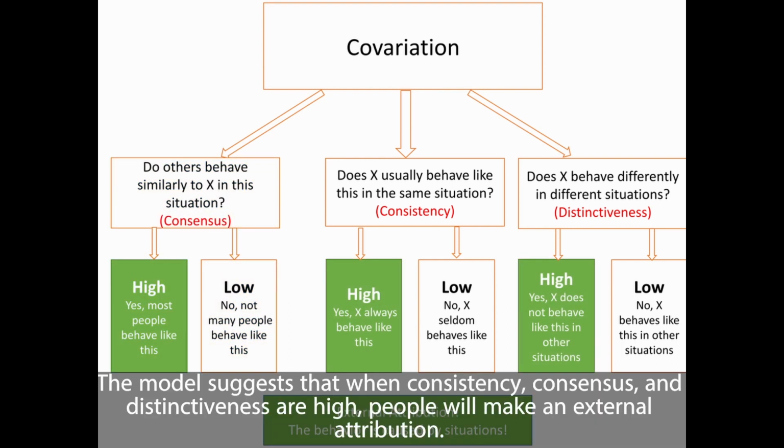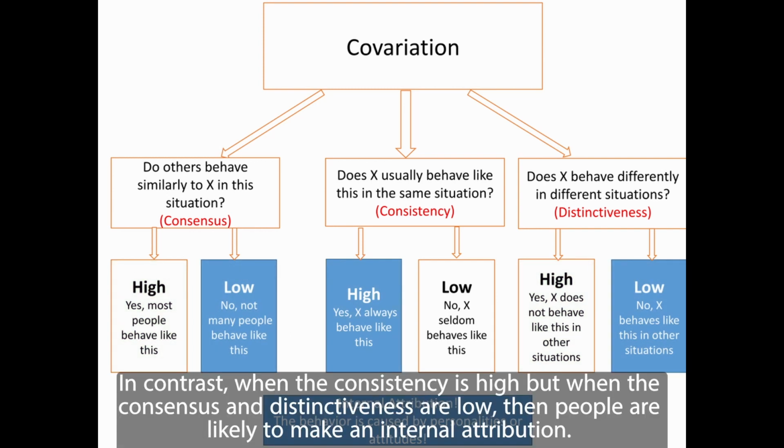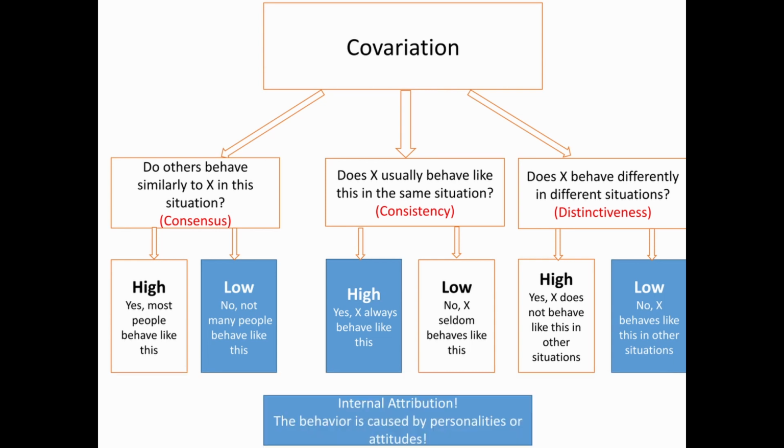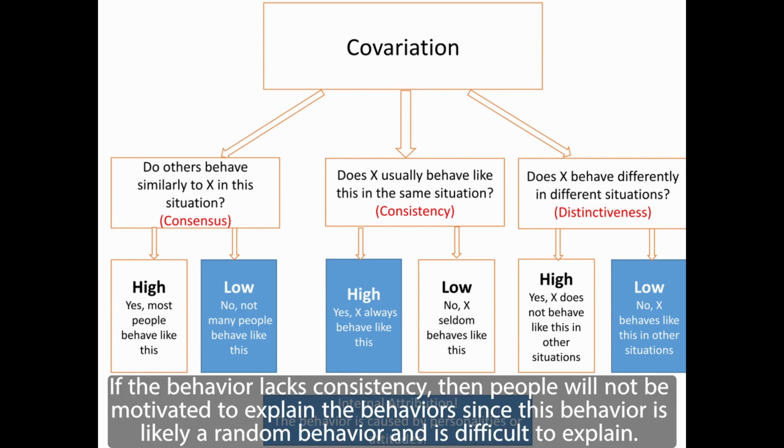The model suggests that when consistency, consensus, and distinctiveness are high, people will make an external attribution. In contrast, when the consistency is high but when the consensus and distinctiveness are low, then people are likely to make an internal attribution. Please note that consistency is very important. If the behavior lacks consistency, then people will not be motivated to explain the behavior since this behavior is likely a random behavior and is difficult to explain.